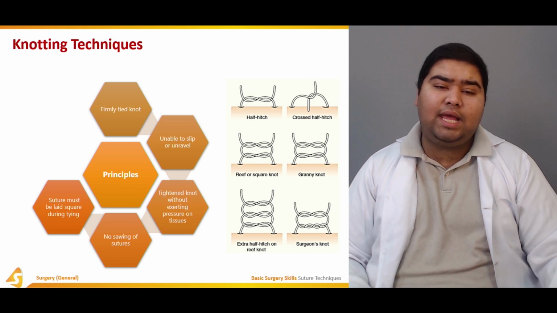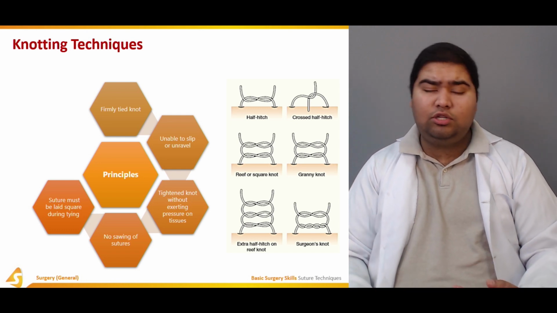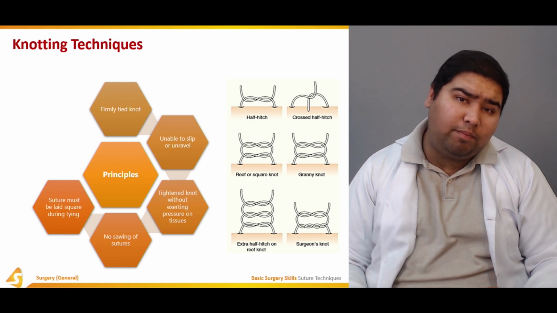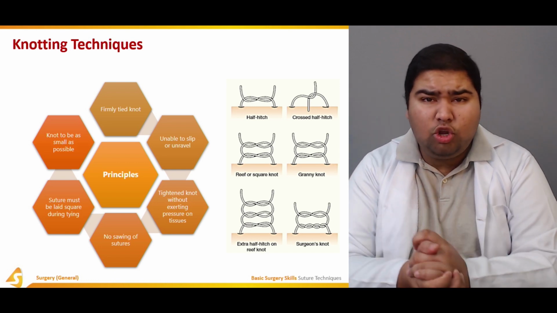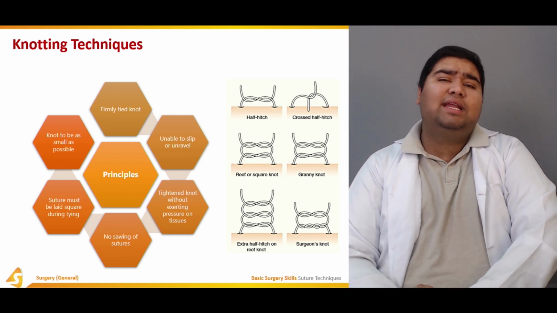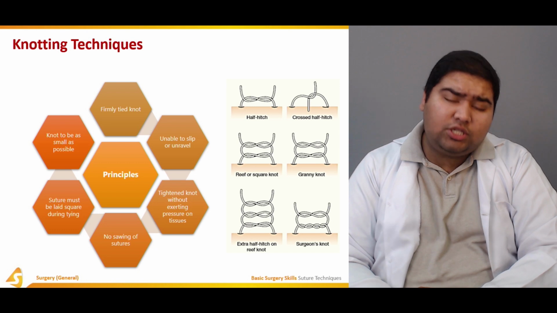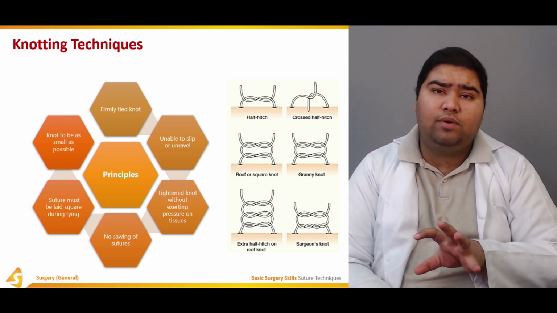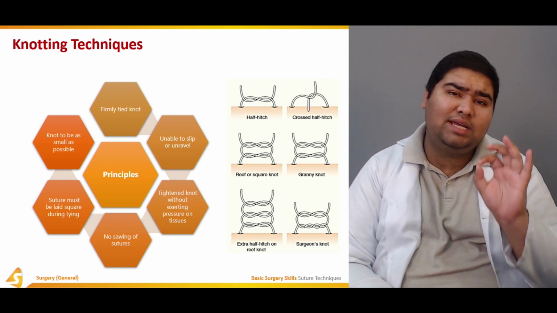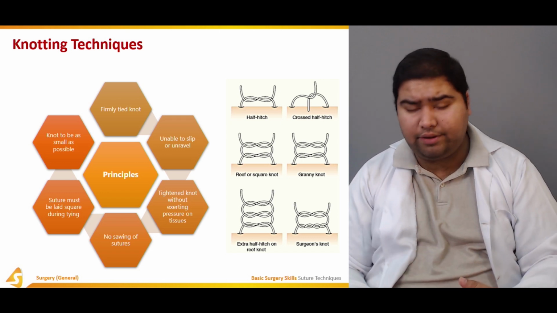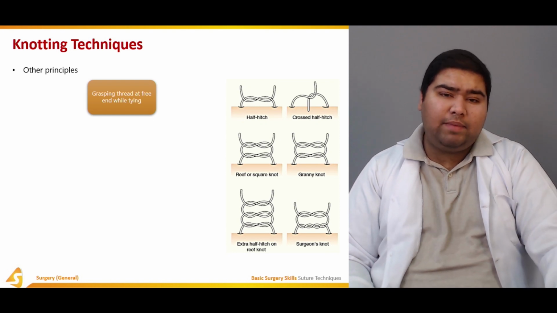Now the suture must be laid square during the tying. So why is that? When you're tying the knot, the suture should be in such a position that it might give optimal strength. So this is the reason for that. Now the knot should be as small as possible, because it is a site where foreign bacteria can accumulate, and as a result this knot can be problematic for you. So you make a knot as small as possible, and you make sure this knot is aseptic and not containing any bacteria.